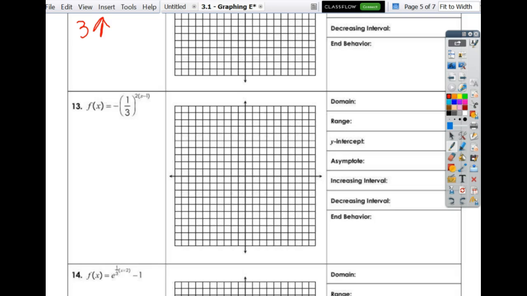Okay, so next, what's one of the transformations I have here? What's the 2? It's horizontal, right? Okay, so everybody listen. Put your pencils down and put your eyes up here and listen for a moment.